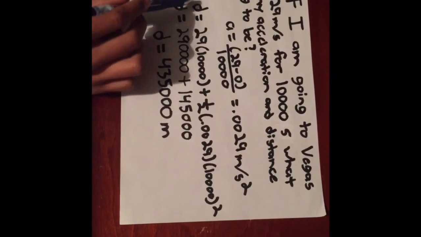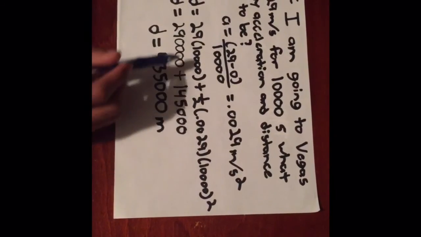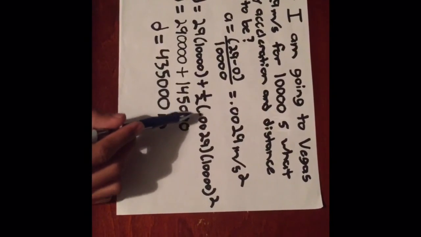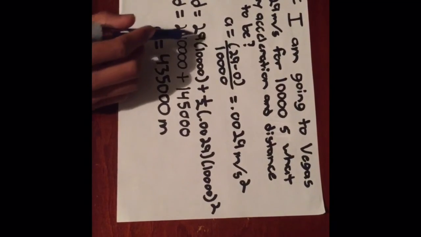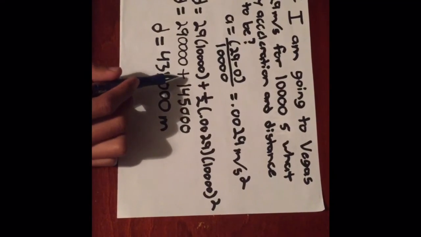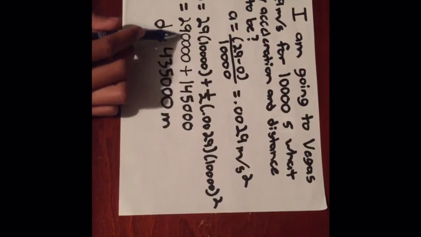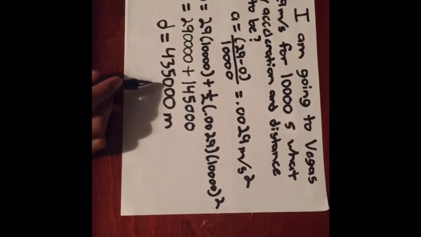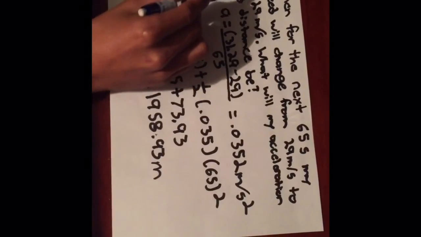After that, you solve for distance using the same equation. Initial velocity, 29, times time, plus 1/2 times the acceleration times time to the power of 2. 29 times 10,000 equals 290,000, and the second term turns out to be 145,000. When you add these two, you get 435,000 meters.